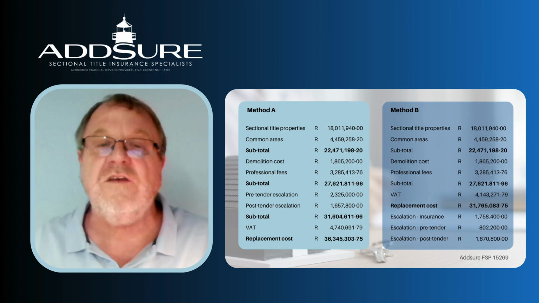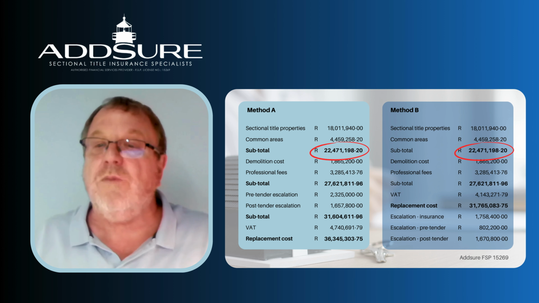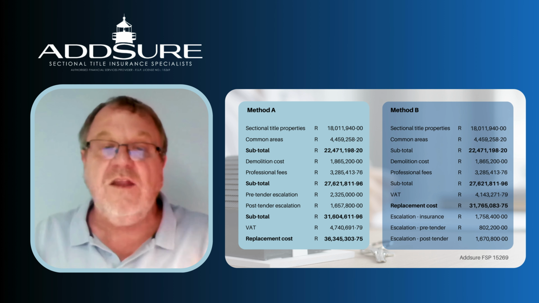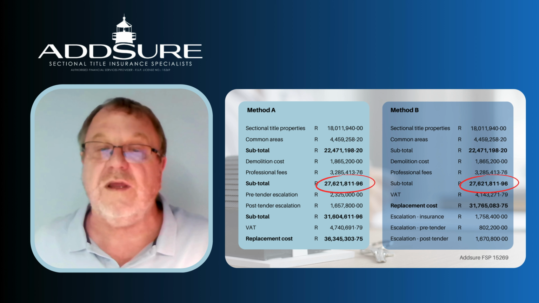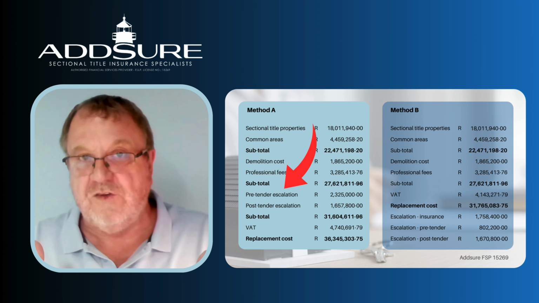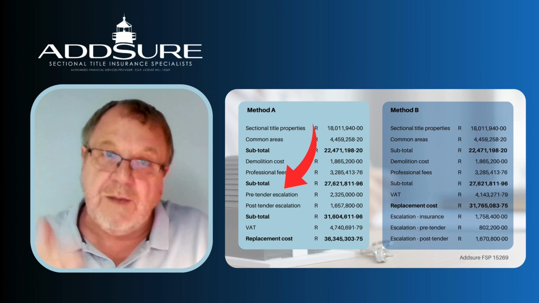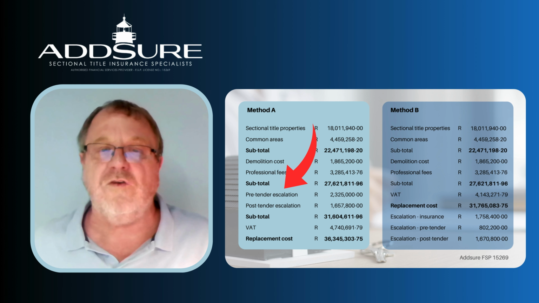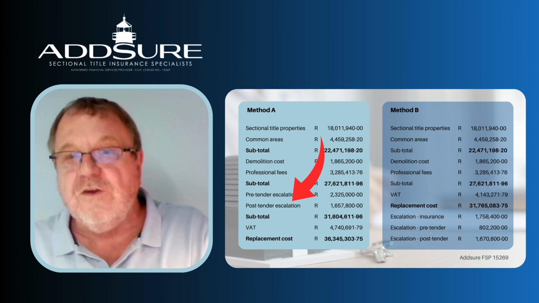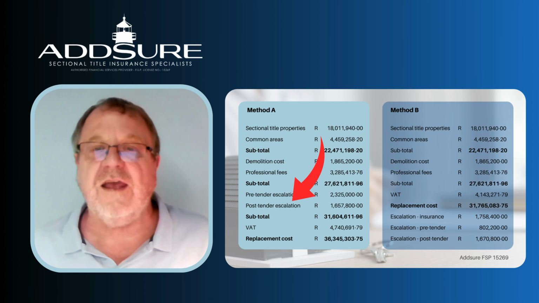Nonetheless, you can see it's all the same. They value the properties, they value the common areas, you get your subtotal. So you've got 22.4 million on both sides. Then your demolition costs, and then your professional fees, and then your subtotal again of 27.6 million. Nothing different. But then in method A, they add the pre-tender escalation, which takes inflation into account, everything leading up to when they're going to start the contract. And then the post-tender escalation will be the cost of inflation during the period of the contract, right through to the end of the contract.